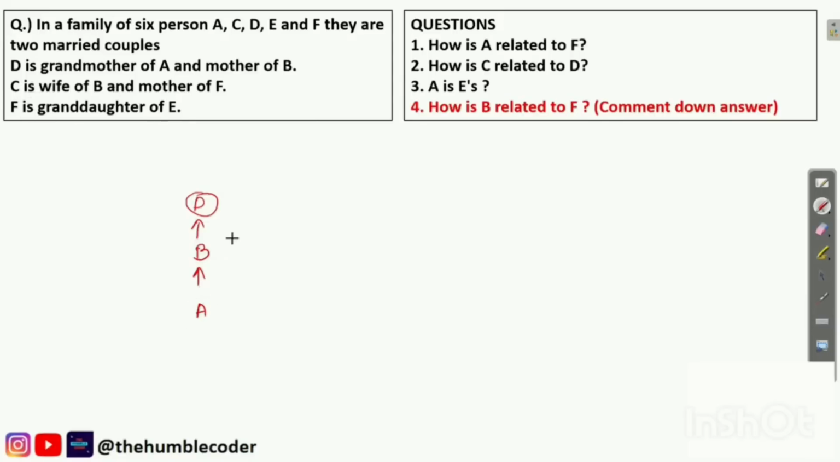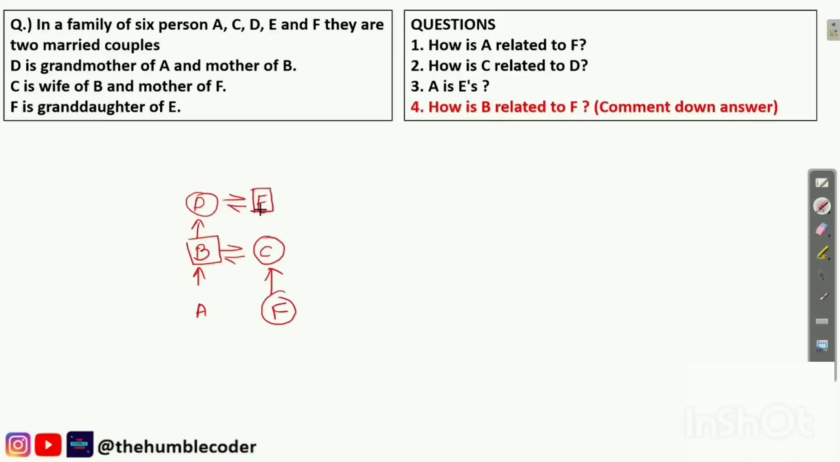C is the wife of B. Now we know that C is the wife, so definitely B will be the husband. So C is the wife of B and mother of F. So C is also the mother of F. F is the granddaughter of E. So F's mother is C and father is B, and F's grandmother is D. So granddaughter of E, so E will come here.